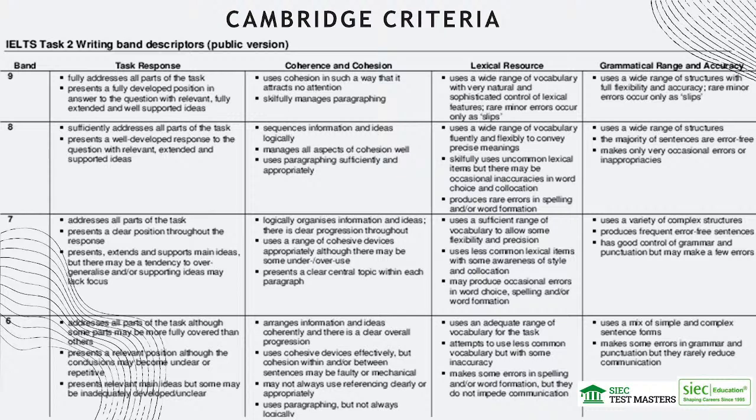The first is task response, the other is coherence and cohesion, then lexical resources, then grammatical range and accuracy. All four criteria are different, and all are marked by 9, 8, 7, and 6. As you can understand clearly, all are marked separately out of 9. Writing task 2, subjective and objective, is marked on these 9 band criteria. All of them.